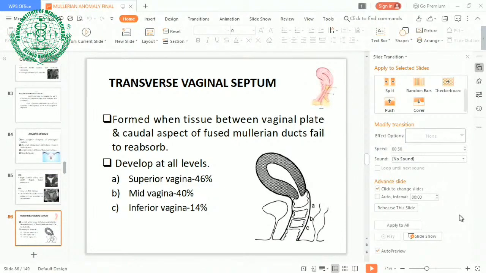Transverse vaginal septum is formed when the tissue between the vaginal plate and caudal plate of the fused Mullerian duct fails to resorb. It can develop at all levels. Superior vagina is 46%, mid vagina is 40%, inferior vagina is 14%.